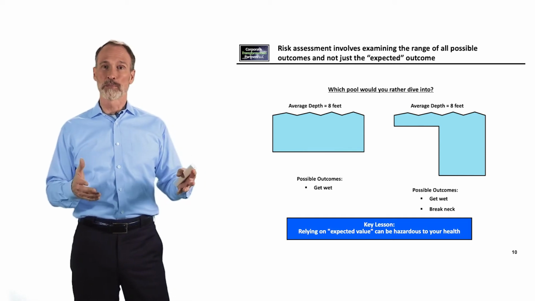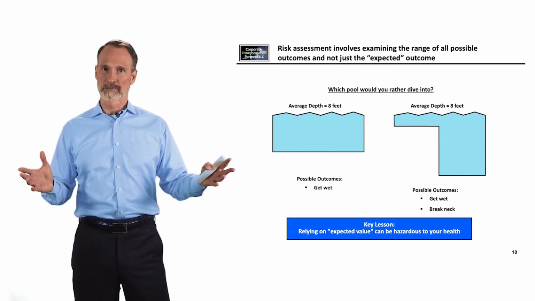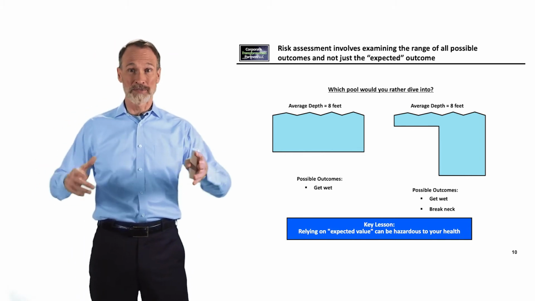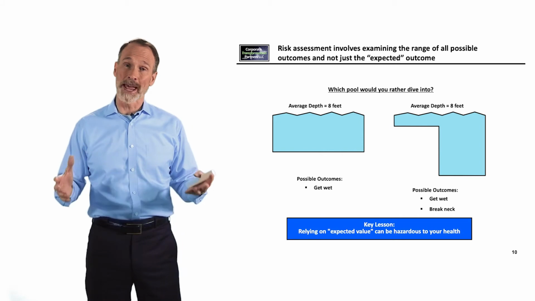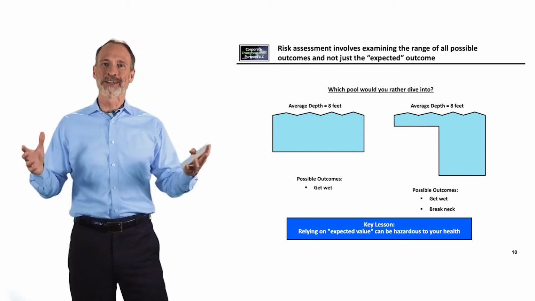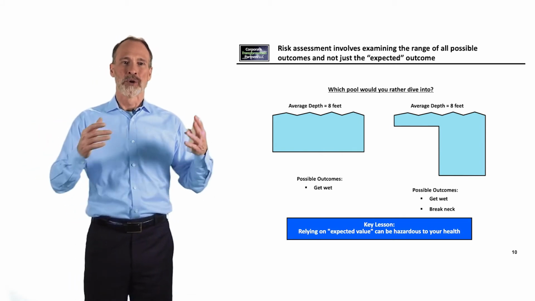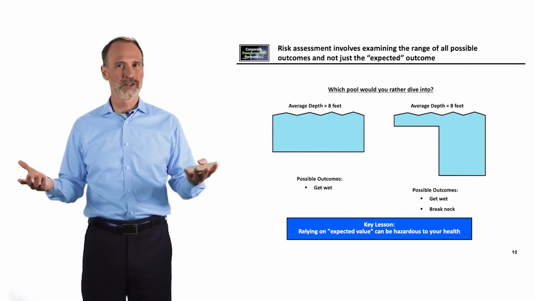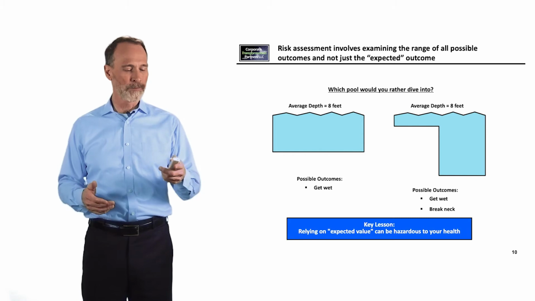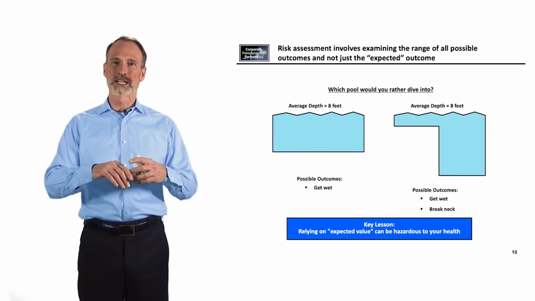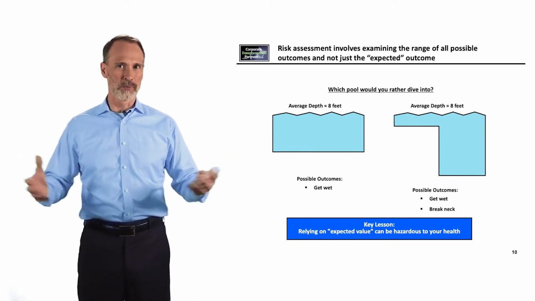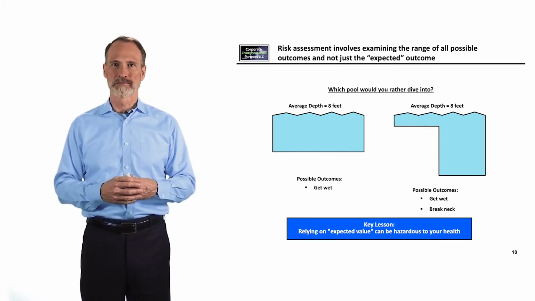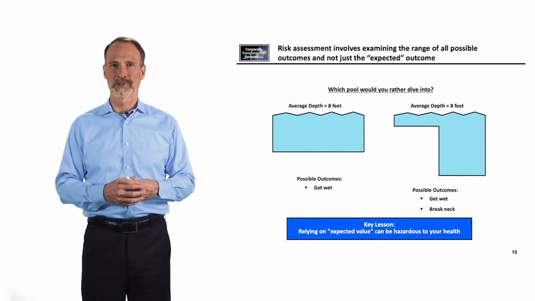You dive into the first pool, 100% chance of getting wet. Dive into the second pool, you still have a 100% chance of getting wet, but you also have a 50% chance of breaking your neck. So I hope the obvious intuitive outcome here is that relying on expected value can be hazardous to your health. Pretty simple, right? Well, I'm always amazed at how when you get into financial analysis, this kind of simple horse sense seems to fly out the window. Let me show you just how easily that can happen.